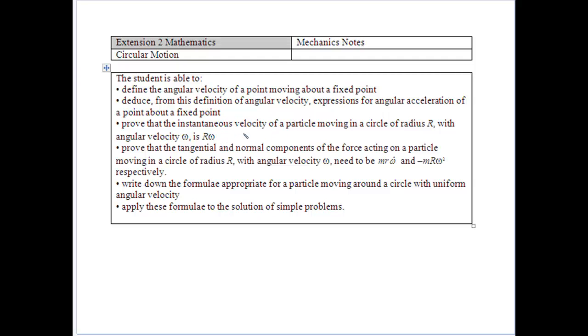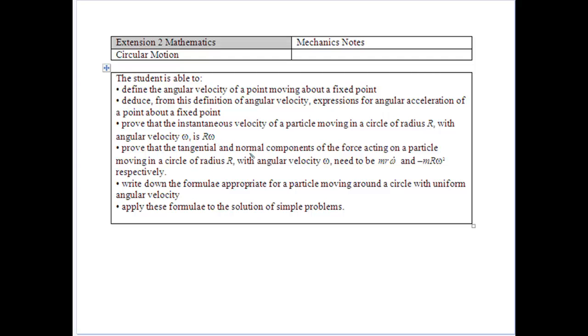We also want to find the instantaneous velocity of a particle moving around a circle, such that it has an angular velocity of omega, and it's moving with that speed.